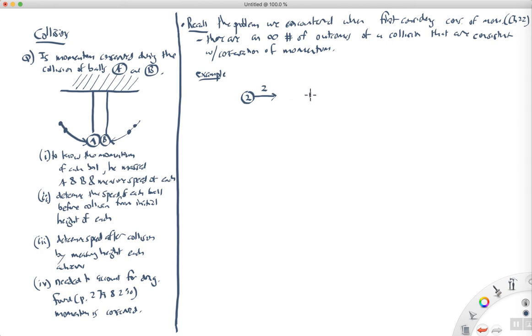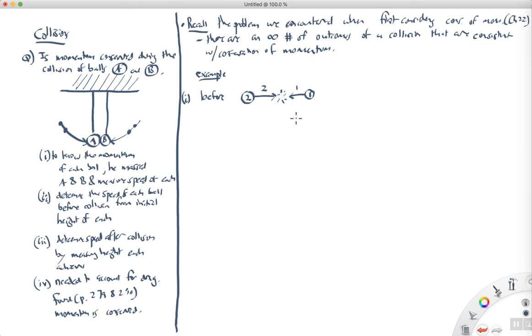And we have another ball, a less massive ball of mass 1, moving to the left with a speed of 1. So this is going to be our case 1, okay? And this is before the collision. And of course, they are going to collide.